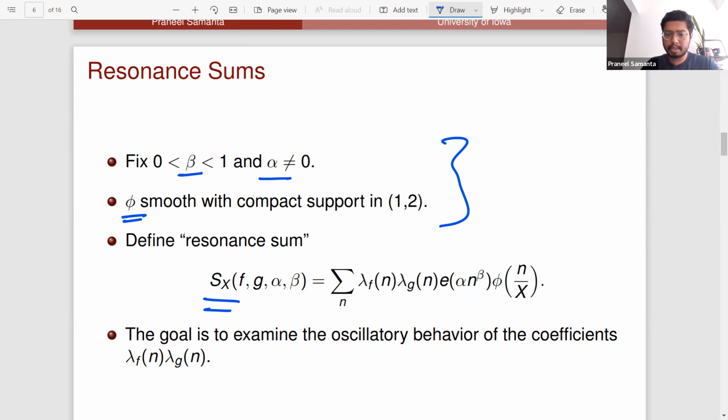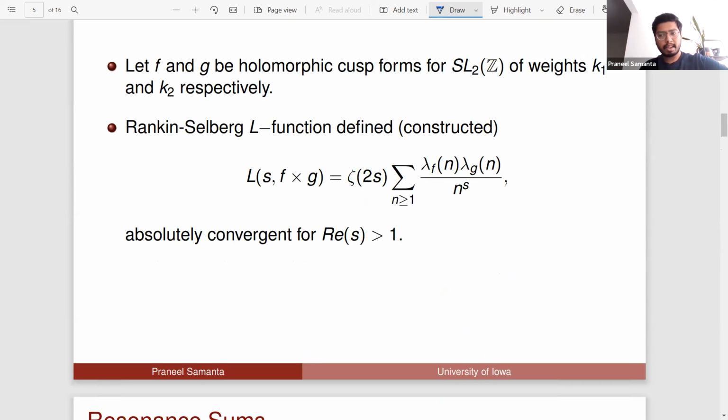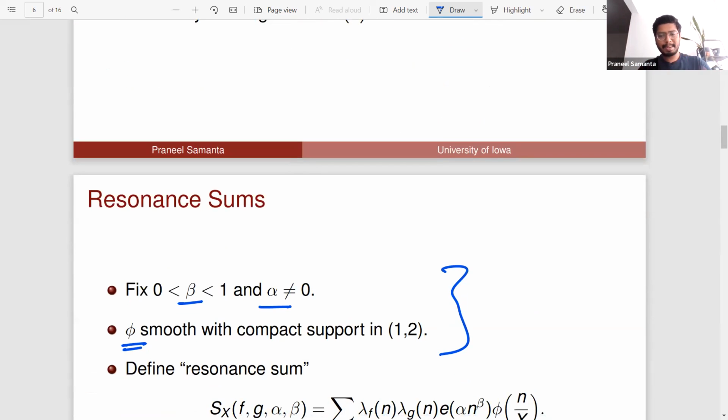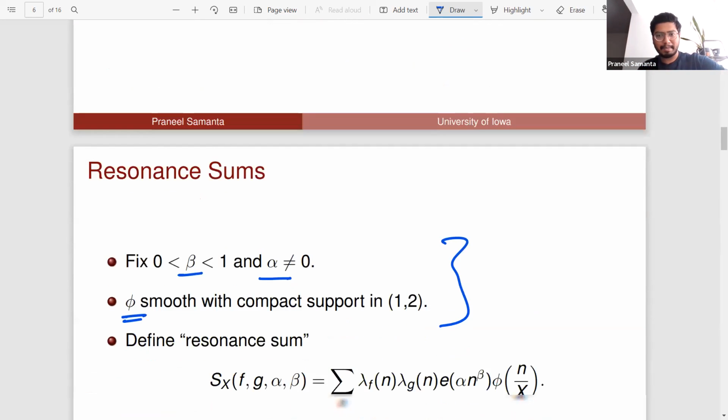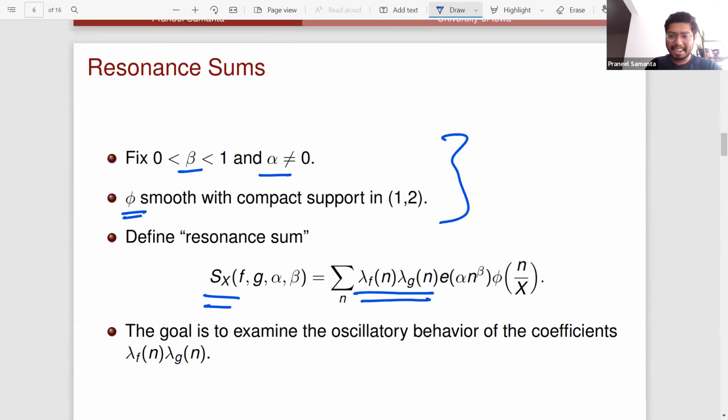Just a few words about the sum. These coefficients, these weights, actually come from the Rankin-Selberg L function that we talked about up here. So I don't need to erase these markings I'm making. They just go along with the thing. Okay, awesome. That's good to know.